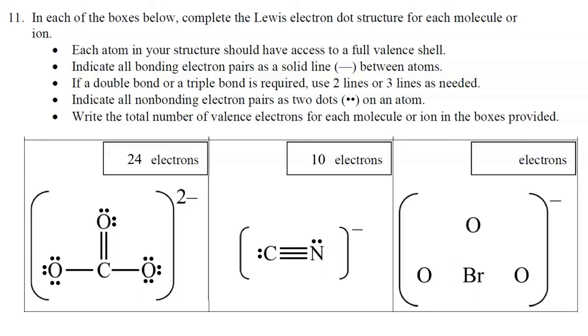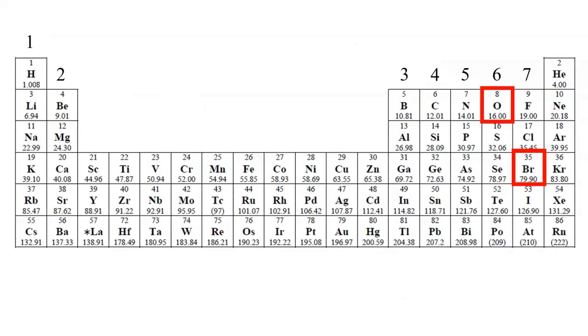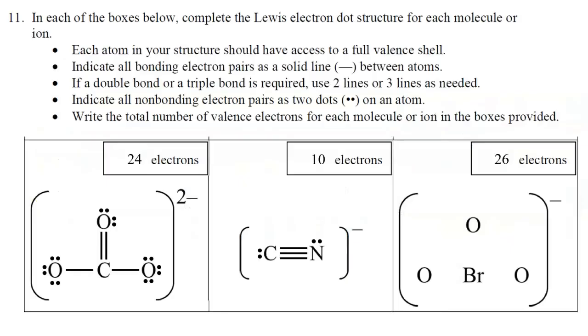All right, last structure on this particular question, last problem of this chemical bonding practice quiz. We have BrO3 with a charge of -1. So the bromine has 7 valence electrons, the oxygen has 6, and there are 3 of them. So 7 plus 6 times 3 would be 18. So 7 plus 18 is 25. And then I get to add 1 more electron for the negative charge. So that would be 26 valence electrons total.